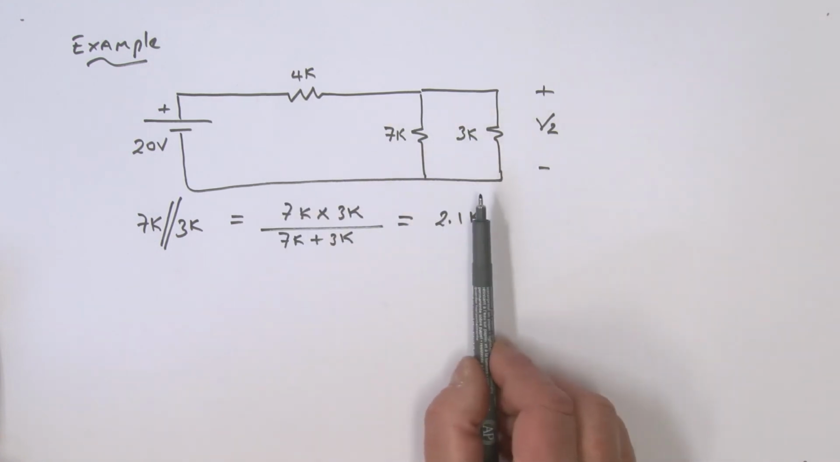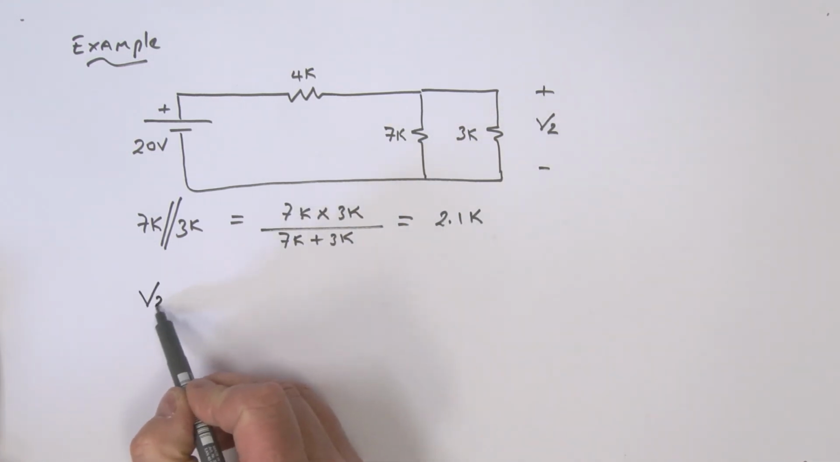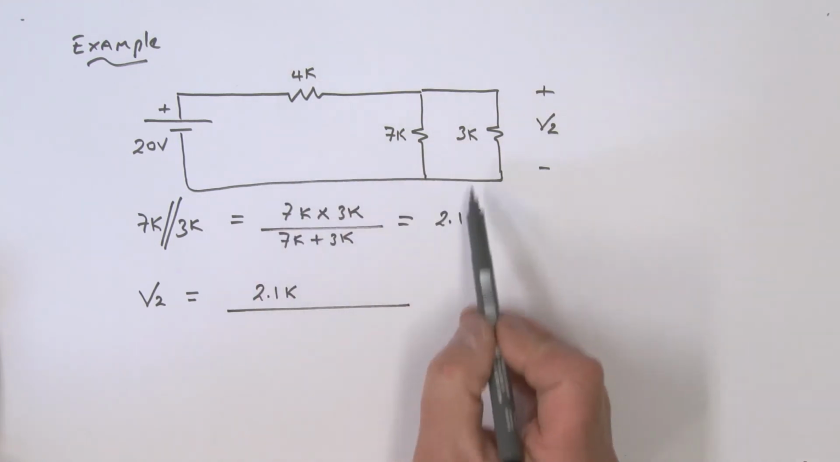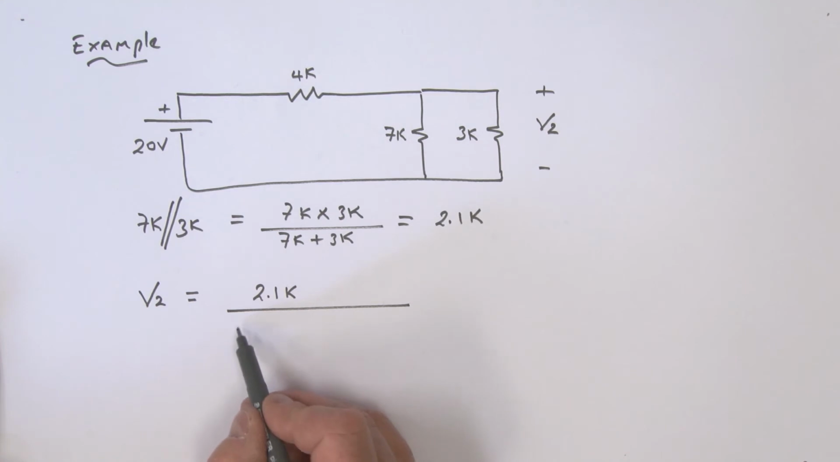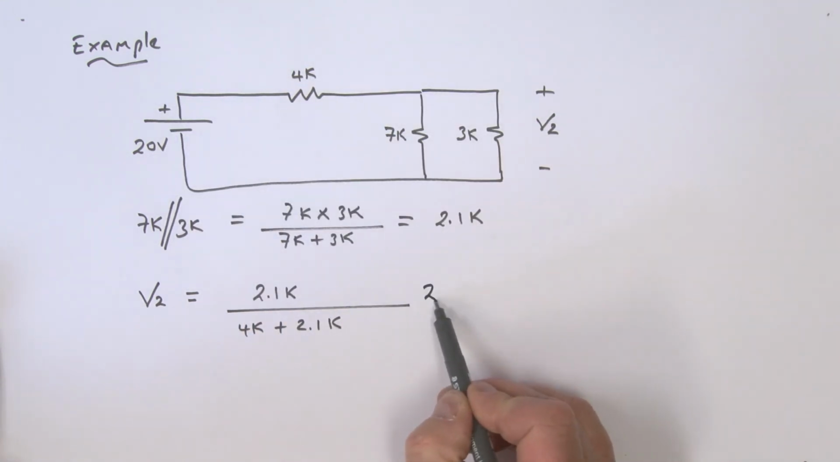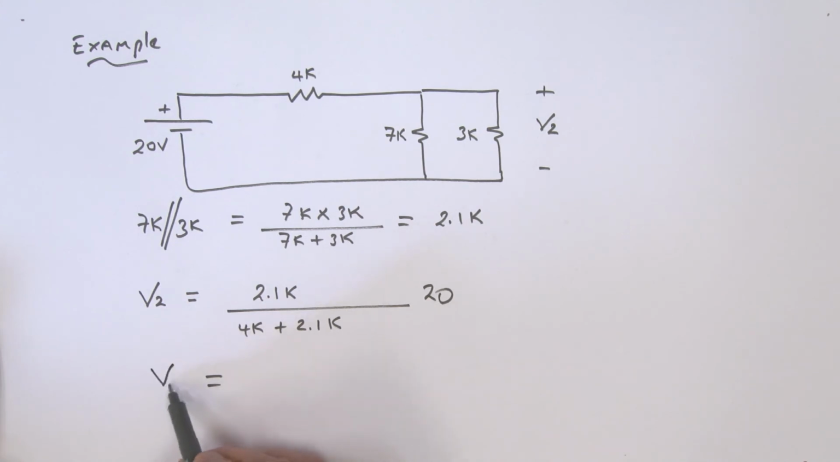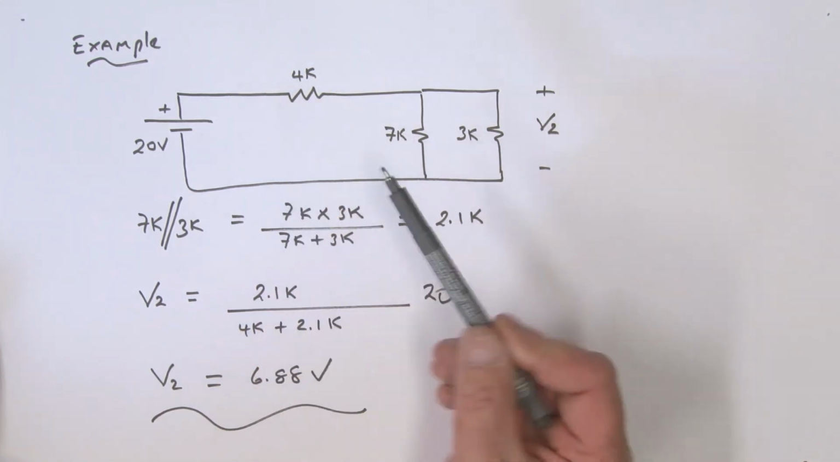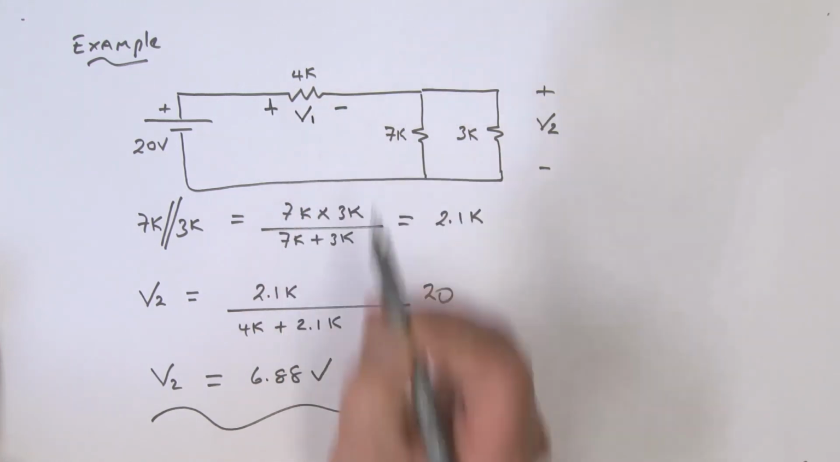Now we've effectively got a series circuit. So voltage V2 is equal to this 2.1K resistor divided by the sum of the resistance in the series circuit, the 4K plus the 2.1K, multiplied by the source voltage, which is 20. If you care to work that out, V2 is going to be equal to 6.88 volts. Have a think about that. Maybe you could work out the voltage across the 4K resistor, plus minus. We could call that V1. I'll see you next time.